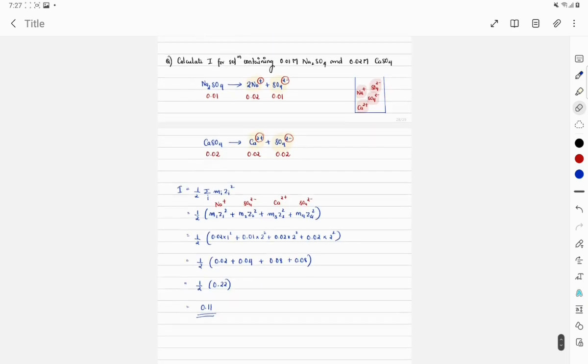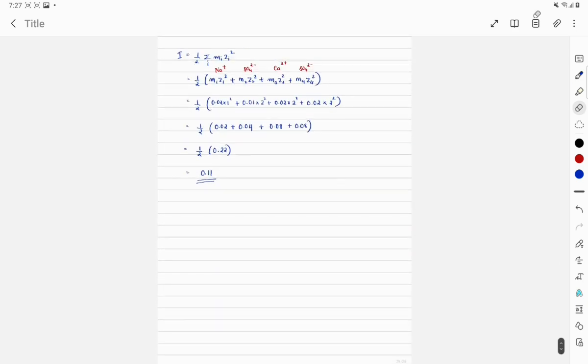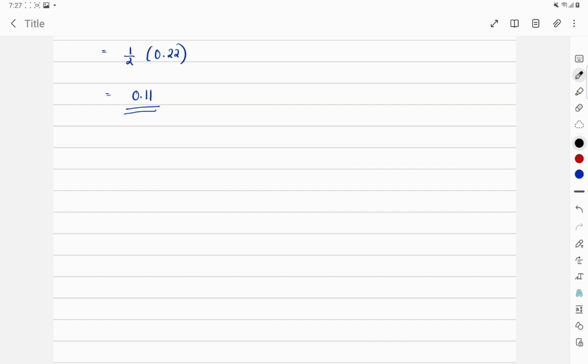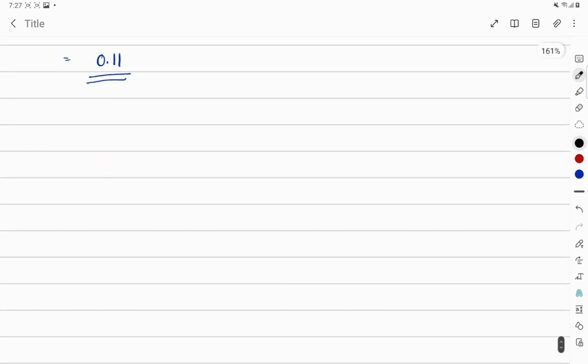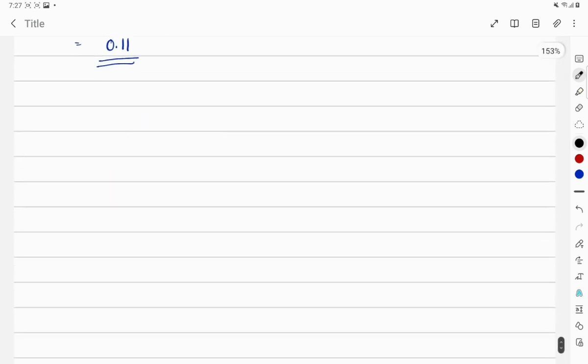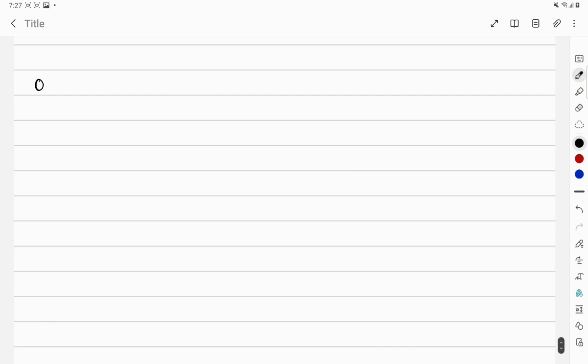So the next part is actually, you might be very familiar with, it is Faraday's law of electrolysis. But before that, let's do a question on transport number, which is also relevant. So write down the next question.